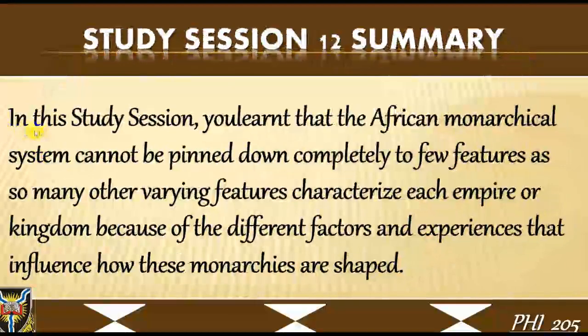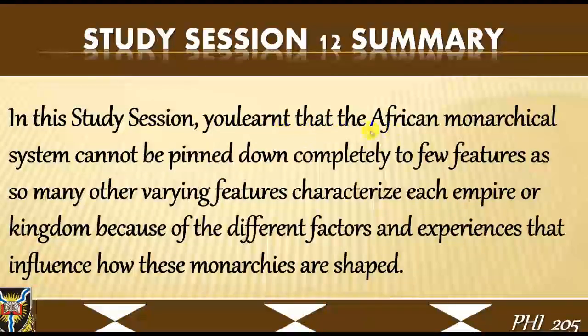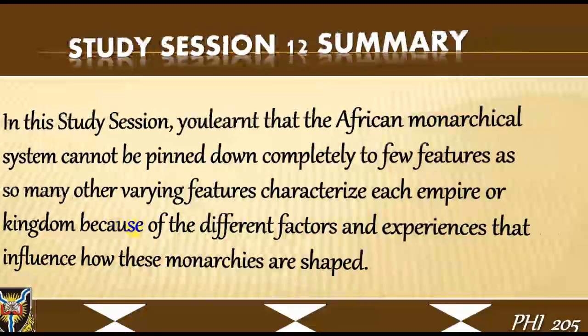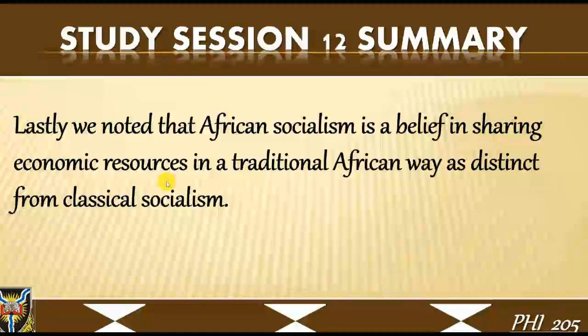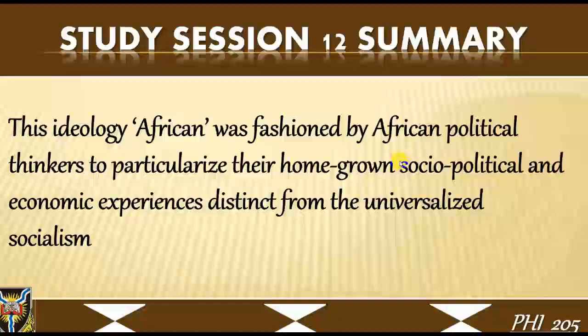Study section summary. In this study section, you learned that the African monarchical system cannot be pinned down completely to a few features, as so many other varying features characterize each empire or kingdom because of the different factors and experiences that influence how these monarchies are shaped. Lastly, we noted that African socialism is a belief in sharing economic resources in a traditional African way, as distinct from classical socialism. This ideology was fashioned by African political thinkers to particularize their homegrown socio-political and economic experiences, distinct from universalized socialism.